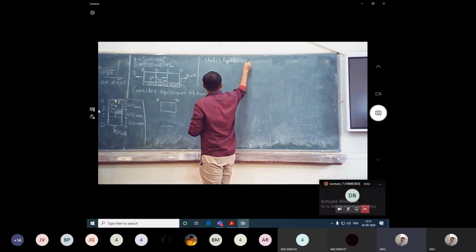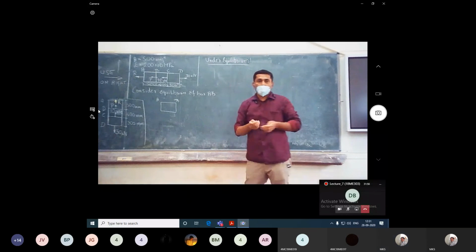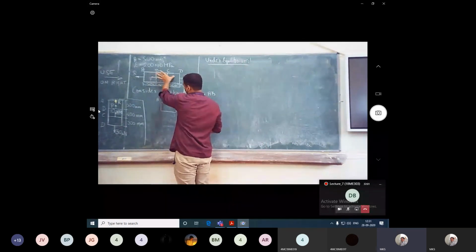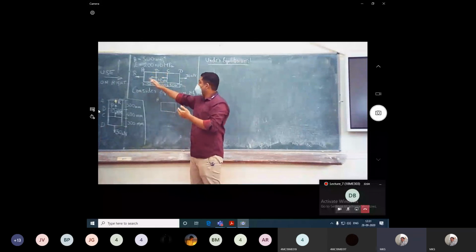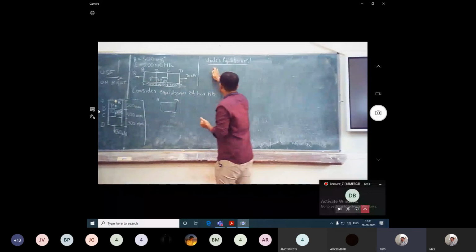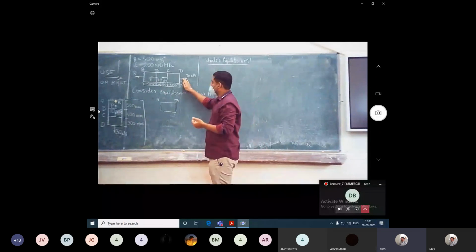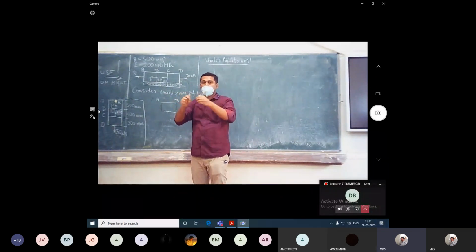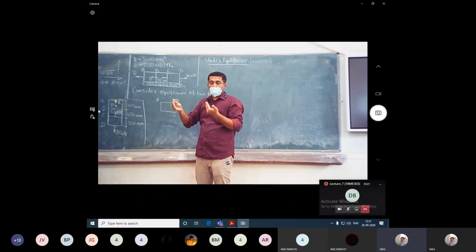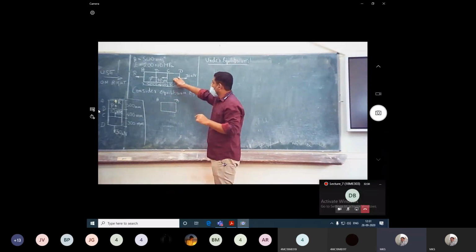So what happens under equilibrium? The sum of forces is what? Under equilibrium condition, just forget about AB. If you consider the whole diagram, for the bar to be in equilibrium, the sum of all the forces should be zero. That is when the forces acting to the right and the forces acting to the left are equal. In that condition, the bar will be under equilibrium.